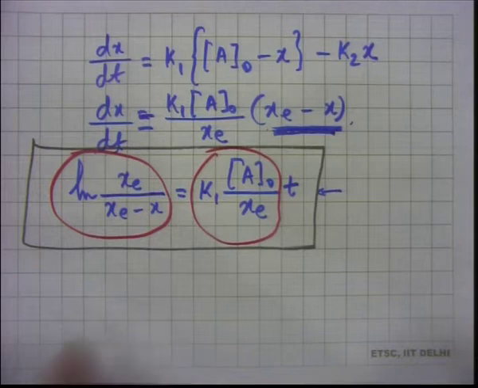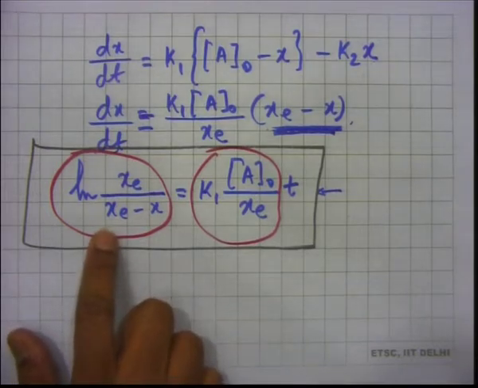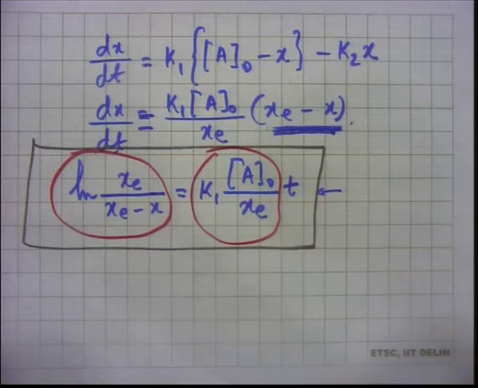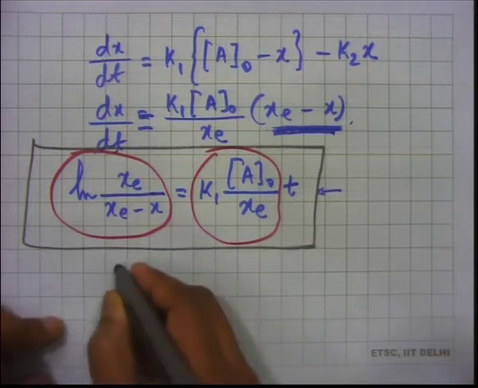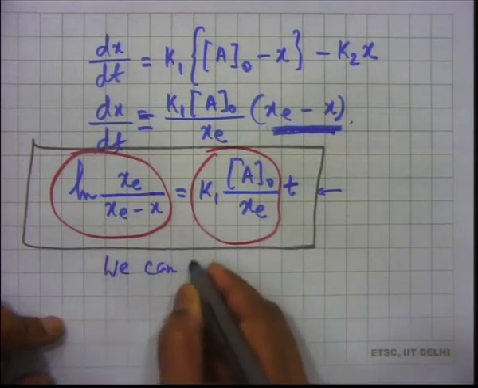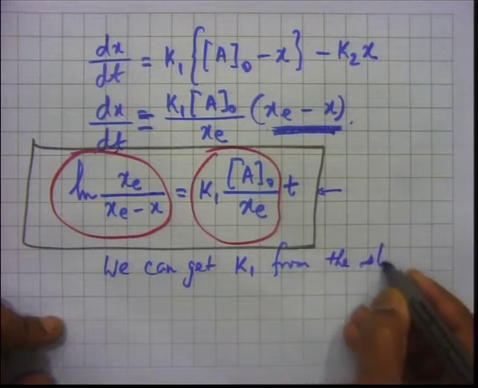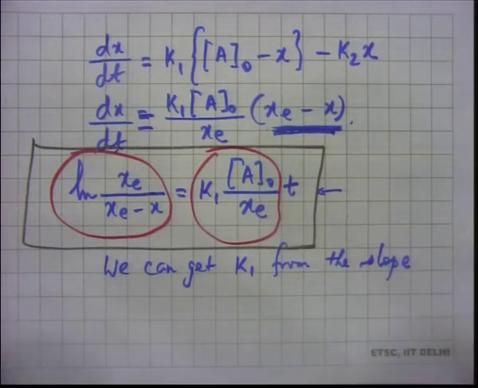So you can get the left hand side, this quantity, and plot that on the y axis as a function of time. If you do that, in fact, from the slope you can determine k1. So we can get k1 from the slope. So that's one way of thinking about this equation in the black box, correct?